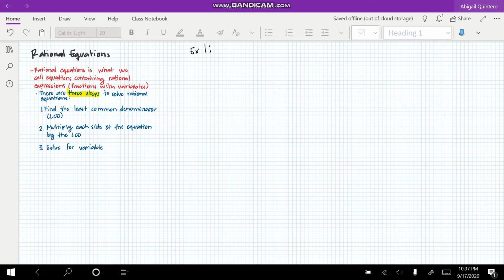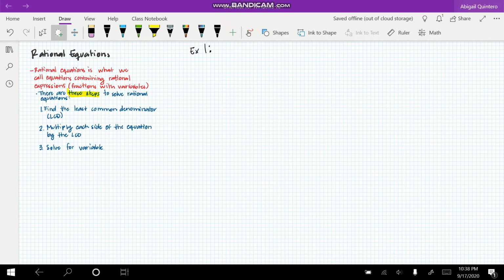So let's go ahead and start with a more simple example. This is going to be example 1. There it is. So 2a minus 3 over 6 equals 2a over 3, and then plus 1 over 2. So as you can notice, all of our denominators are different, right? So what we want to do is find the LCD.